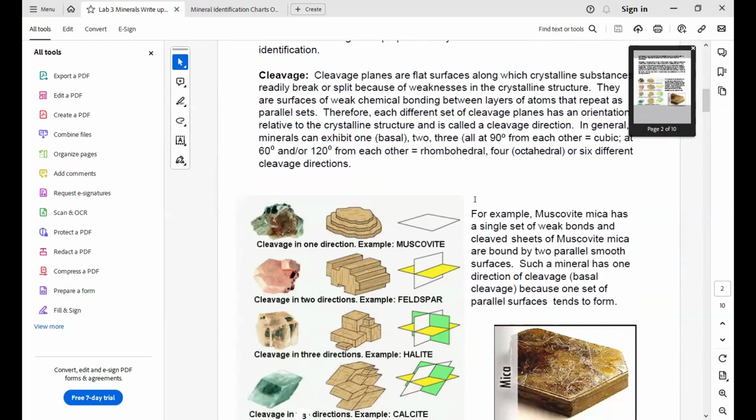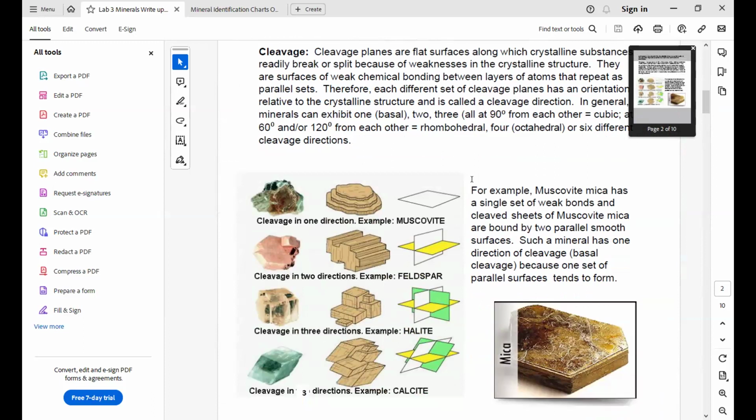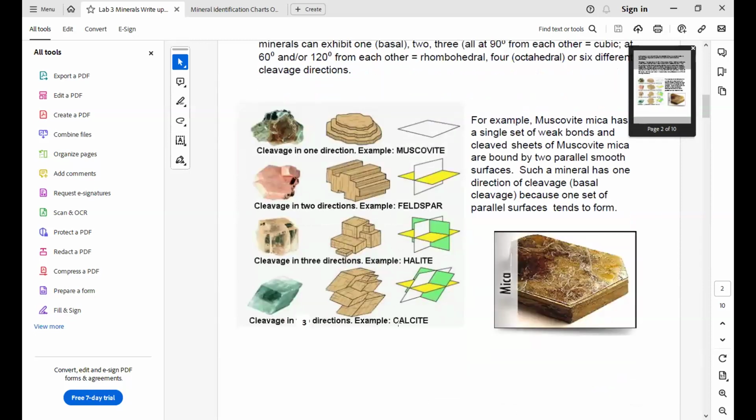Cleavage is when a mineral breaks on flat planes. You can have one cleavage, perfect cleavage, if the mineral forms flat sheets. You can have two cleavage directions. This particular one, feldspars, has two cleavages that are 90 degrees from each other. And then the third face, they show it smooth here, but it's usually not. It's usually irregular.